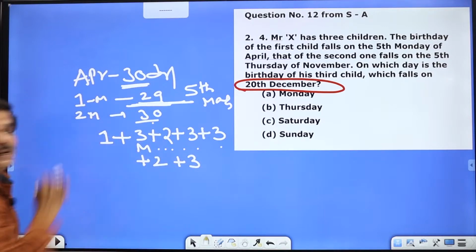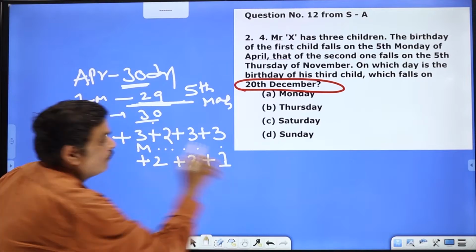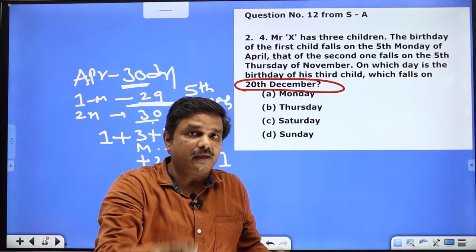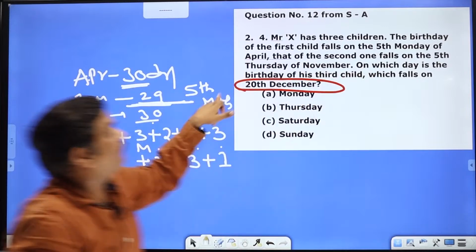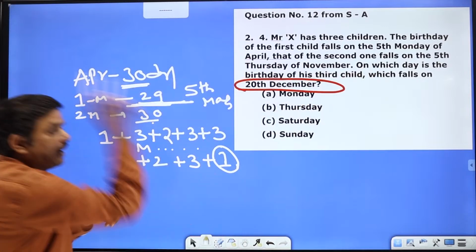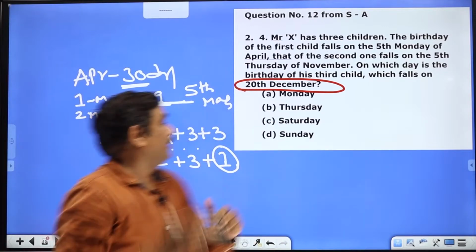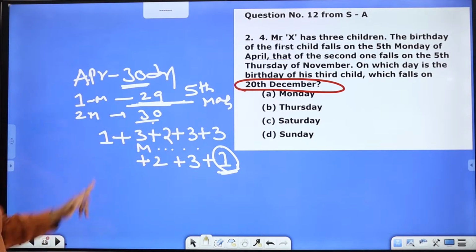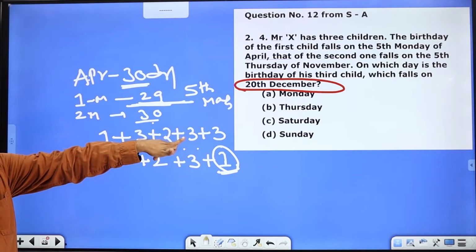October, 3 odd days. And in November, you have to take first also. Why first? Because what day was it on November 1st? If I know that one, knowing 5th Thursday of November is a simple one. What day will be on 1st November? I'm trying to find out. Then 5th Thursday, I can easily find out. So here, what day was it? Go on calculating with the odd days method. 3 plus 1, 4. 4 plus 2, 6. 6 plus 3, 9.